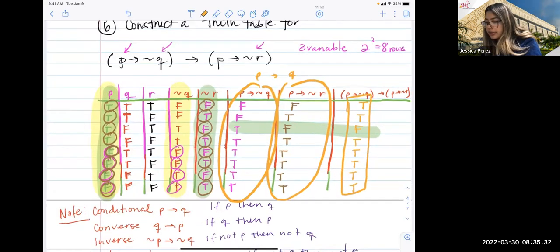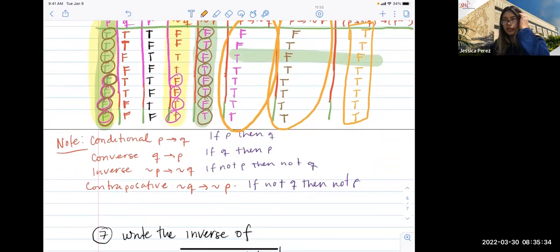All right. So now we're going to review a little bit on conditional, converse, inverse, and contrapositive. So the conditional statement is if P then Q. The converse says you just switch it: if Q then P. The inverse, you're just negating the conditional, so it's if not P then not Q. The contrapositive, you switch and then you negate. Okay.